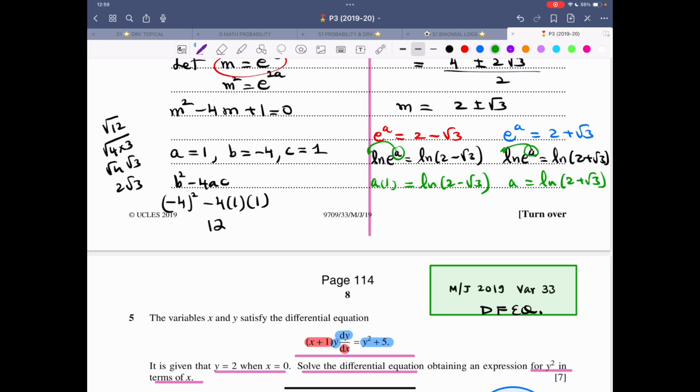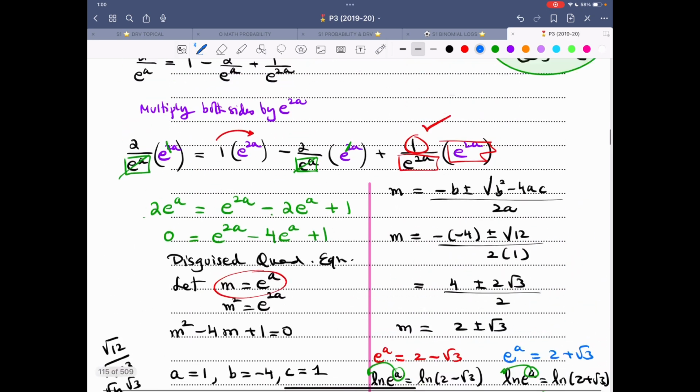Now the question is, which is the correct answer? We know that 2 minus root 3 is a decimal. This is approximately 2 minus 1.732, and ln of a number between 0 and 1 is negative. So therefore, we have to reject this particular answer. What about this? Of course, definitely this has to be the correct answer. So therefore, the final answer, the exact answer, is ln of 2 plus root 3, and that is where we complete this question.